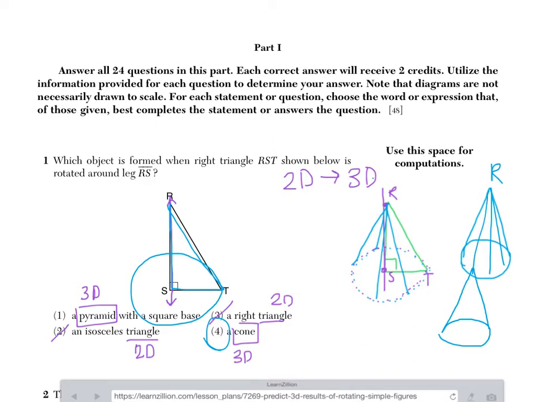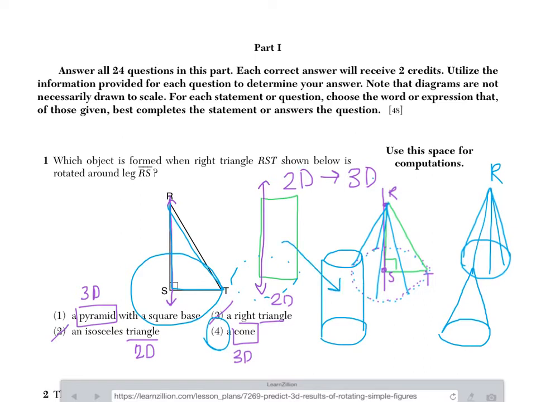If you have a different figure to start, such as a rectangle, being rotated around an edge, again this figure would still create a circular base going around, but this time, because it's a circular base going straight up and down, we end up with a cylinder. So again, if we start with a rectangle, we end up with a cylinder. If we start with a triangle, we end up with a cone. If you start with a circle and you rotate around a line segment through it, you end up with a sphere.